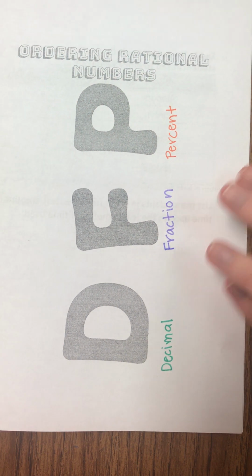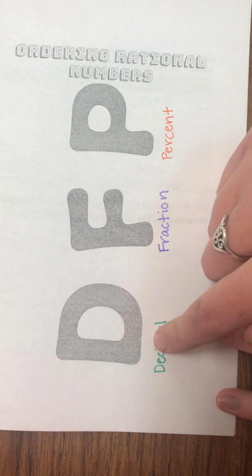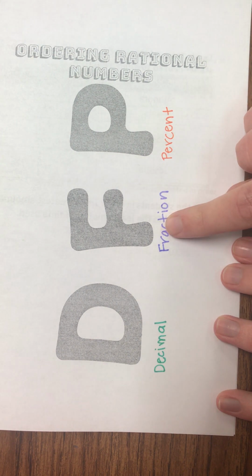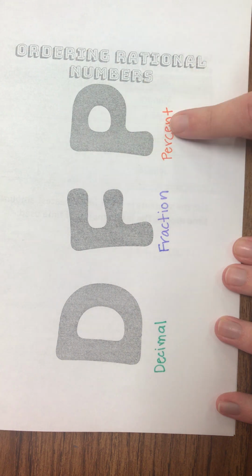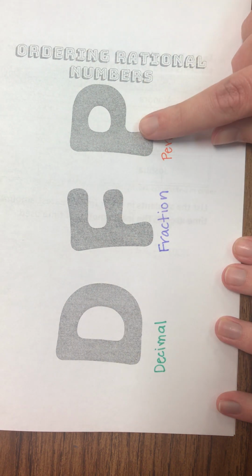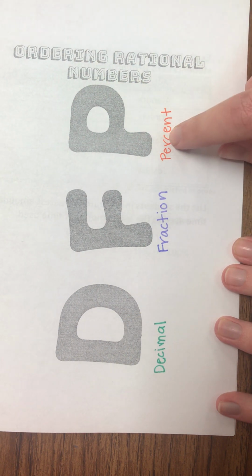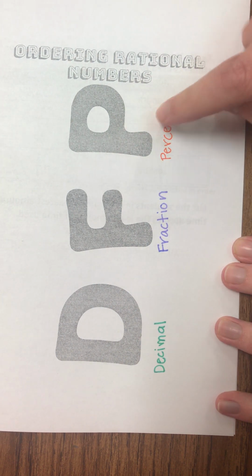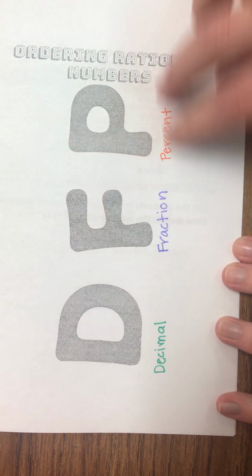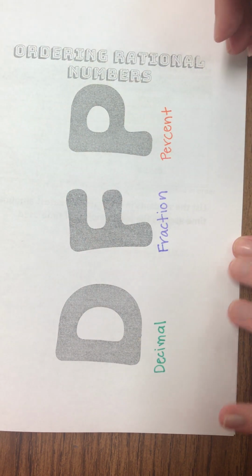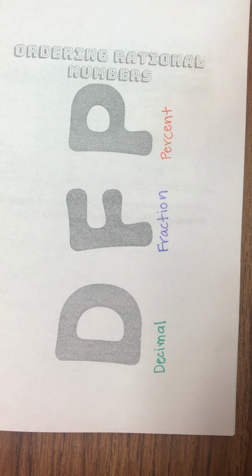So what DFP does for us is if I have a decimal and I want to turn it into a fraction, I can use DFP. If I have a decimal and I want to turn it into a percent, I can use DFP. Vice versa, if I want to change a percent to a fraction or to a decimal, or a fraction to a decimal, or a fraction to a percent, I can do any of that using DFP. Any of these I can change to another one. So let's actually talk about how we do that.